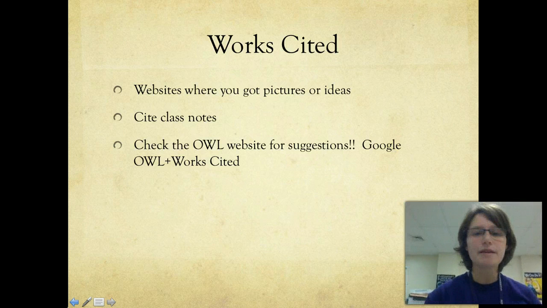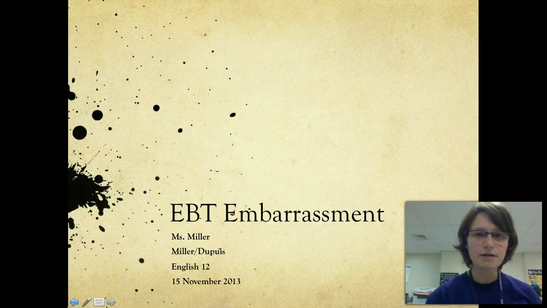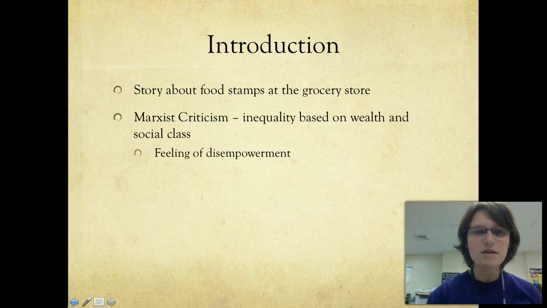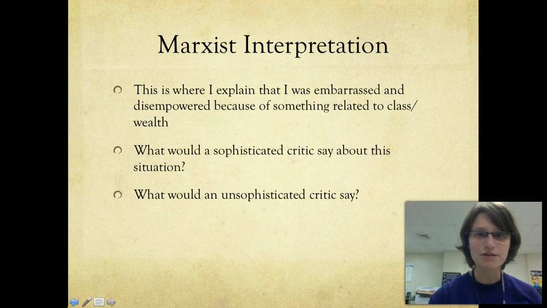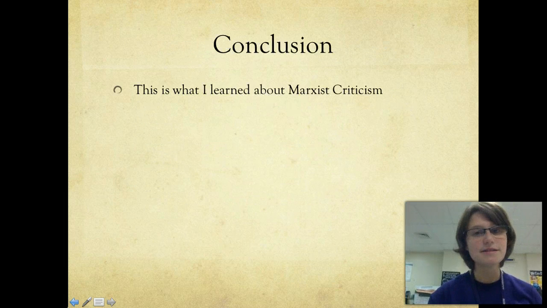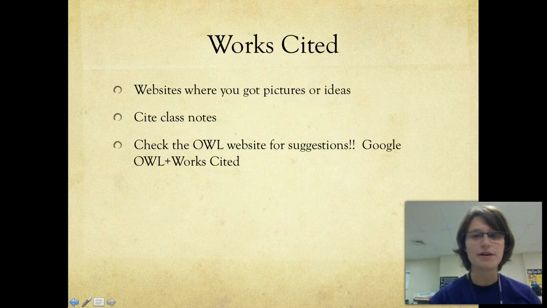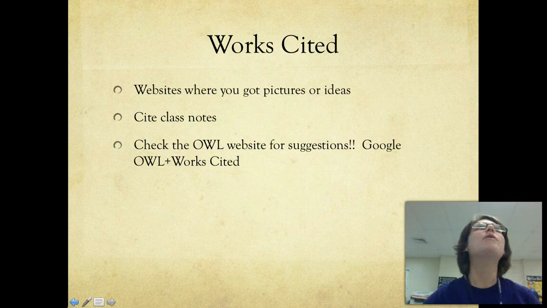Okay. Anyway, let me just do a quick review of what you're doing. So slide 1, cover. Slide 2, too fast. Slide 2, introduction. Slide 3, what is the criticism? Slide 4, what is the situation? Slide 5, how would a Marxist interpret or a feminist interpret the situation? Slide 6, conclusion. Slide 7, works cited. Boom, you're done. Okay. I'm trying to think of what questions you might have.